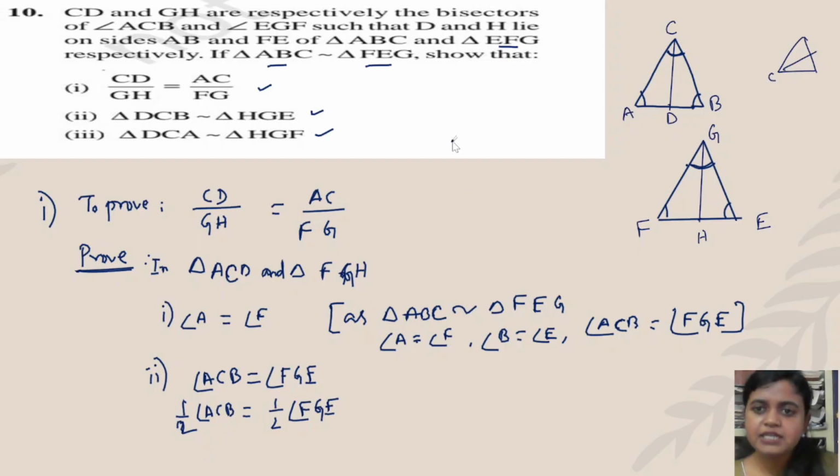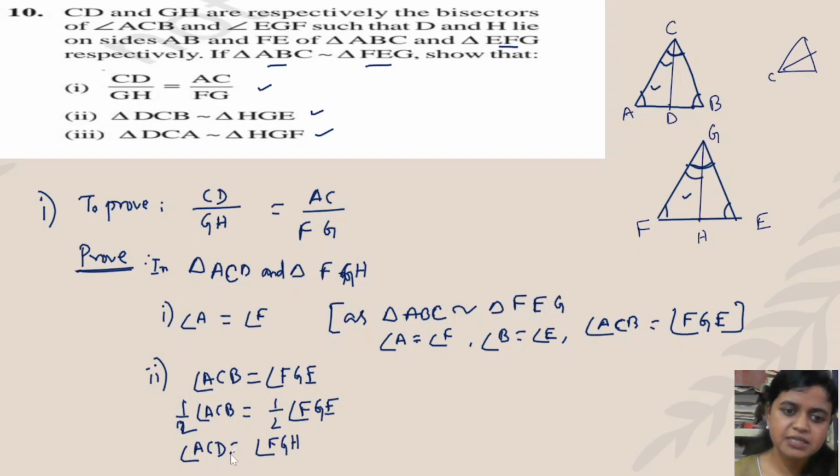So we get two halves, ACD and BCD. Here also FGH and EGH. But we will take this portion, because we are talking about these two triangles, this one and this one. So we can write angle ACD equals angle FGH. Clear? Because this full angle is equal, if we halve them, then they are also equal.